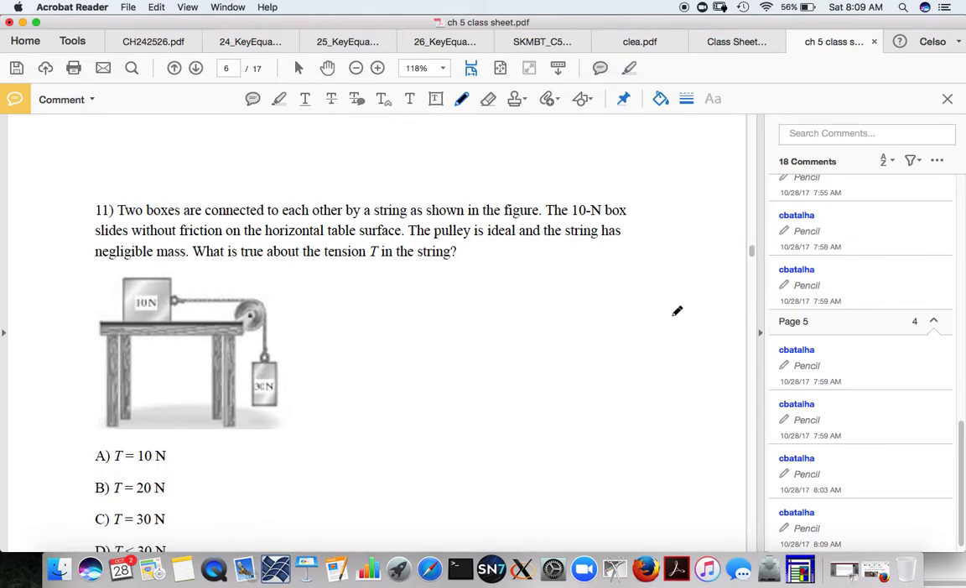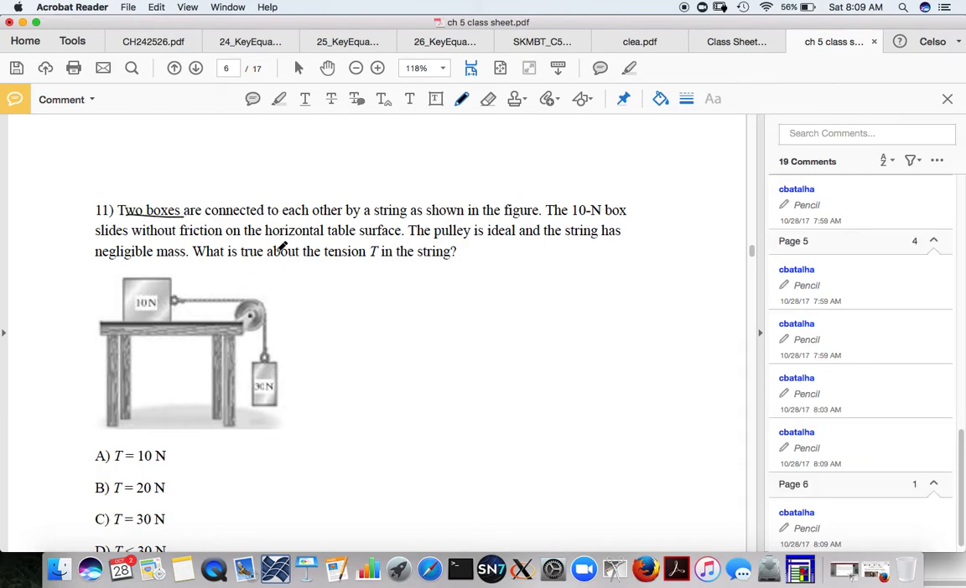This is important. I mean, you should finish Physics 2A knowing how to solve this situation here. You have two boxes connected to each other by a string. Showing the figure, you have a 10 newtons box that slides without friction on the horizontal table surface. The pulley is ideal and the string has negligible mass. What is true about the tension in the string?